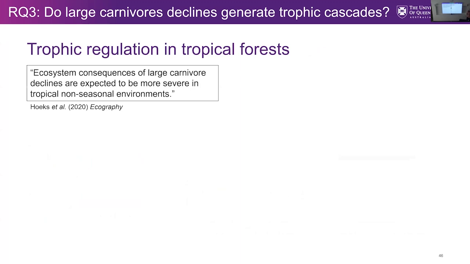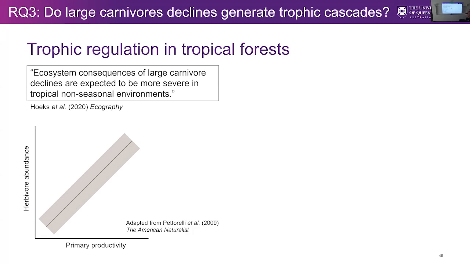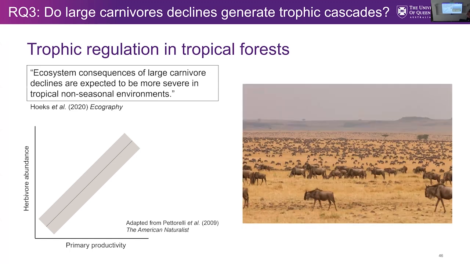Despite this information, recent research is still being published suggesting the ecosystem consequences of large carnivore declines are expected to be more severe in these tropical non-seasonal environments. Now, this is due to the observed positive correlation between herbivore abundance and primary productivity. And while this research was conducted in tropical regions, it was conducted in tropical grasslands.